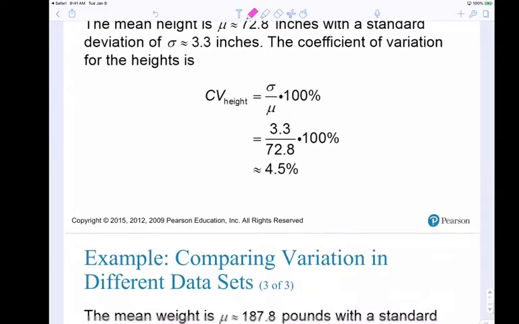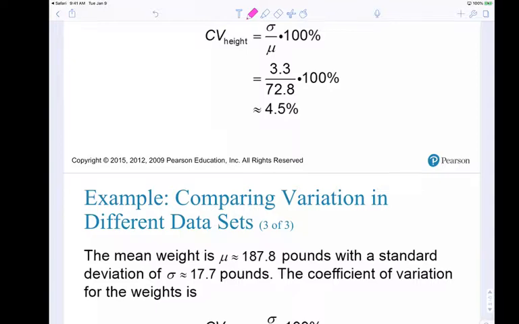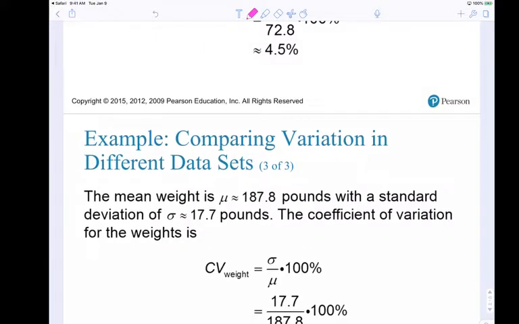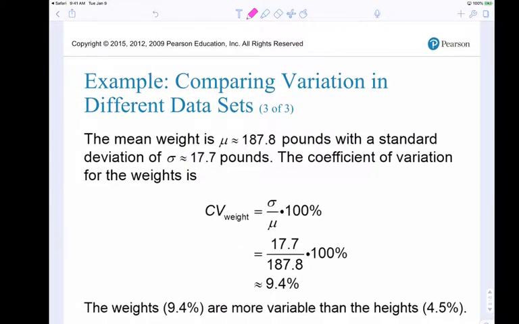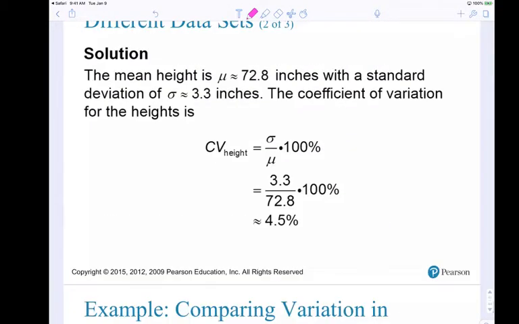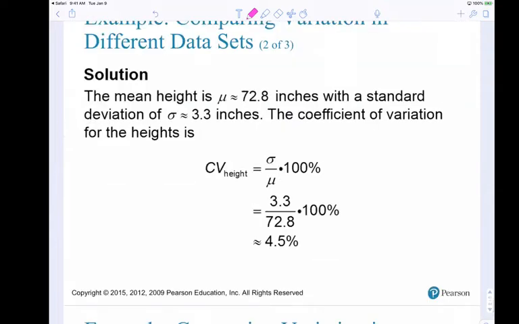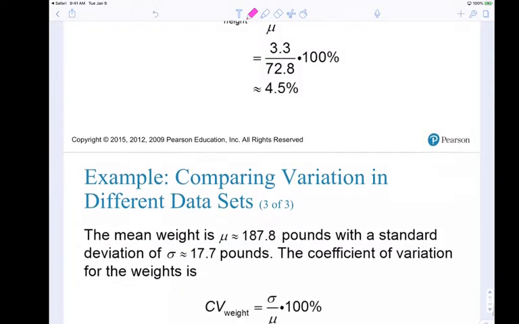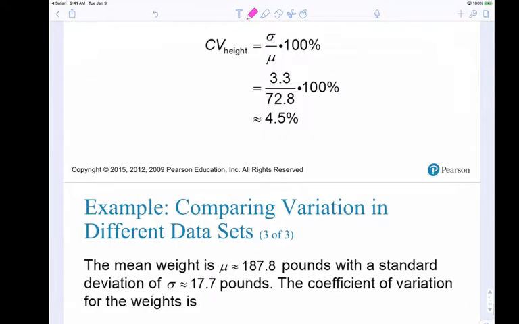Let's look at another one. The average weight is this, with a standard deviation of 17. The coefficient of variation of the weight is sigma over mu, same kind of deal. I'm trying to see if there's a difference between the two.